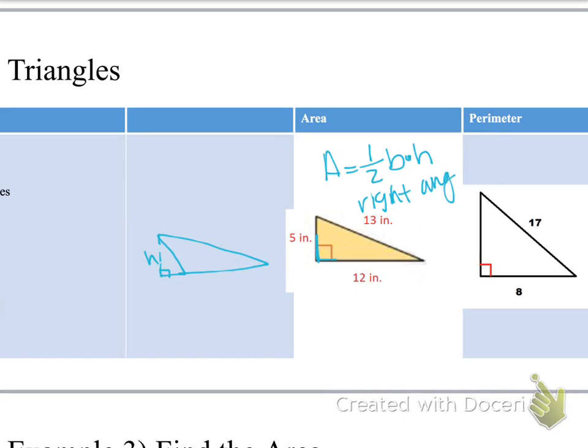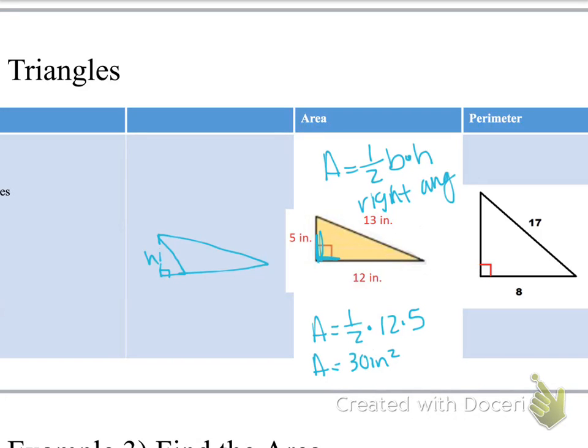Okay, so if I look, I don't even care about the 13. My base is 12. My height is 5. So then my answer would be 30 inches squared. Okay, that's why I say look for the right angle, because some people get that 13 confused as one of the height or the base. So always find your right angle. That will always tell you your base and your height for it.